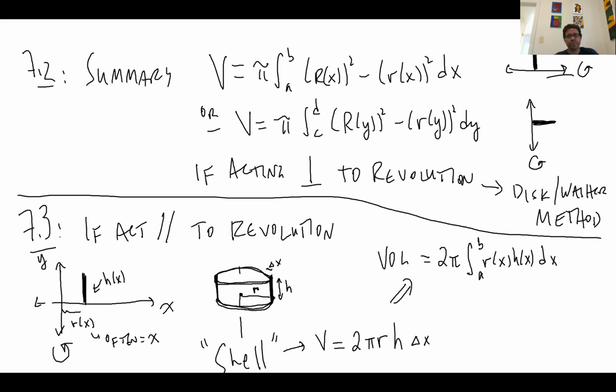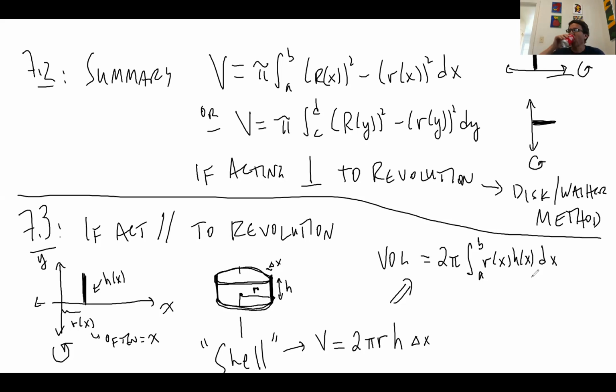So, whereas before the hard part was how do you find the big R and the little r? Well, now it's how do you find this little r here, and how do you figure out what this height function is? So if you know the formula, you know which one you're doing, then you just have to figure out what those two things are.